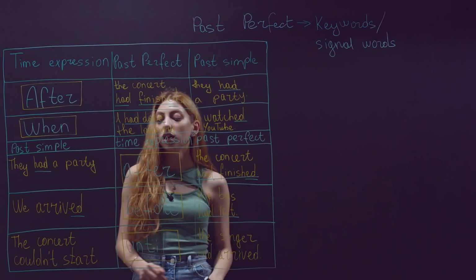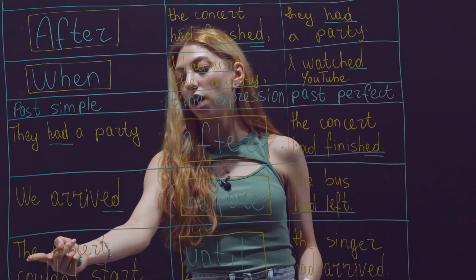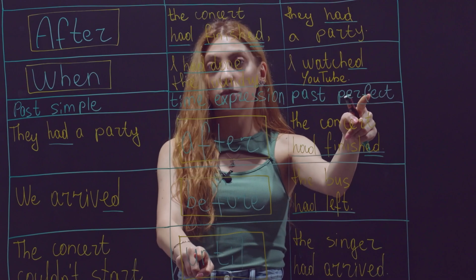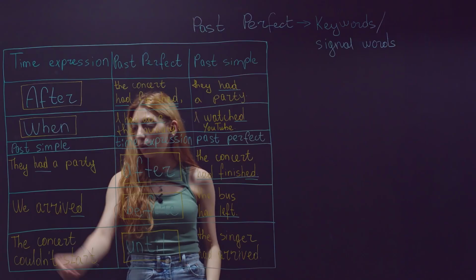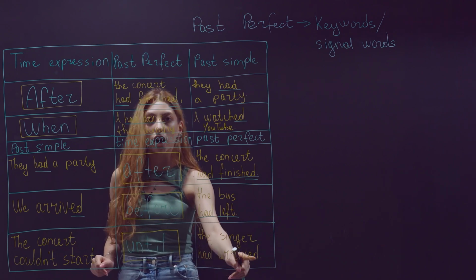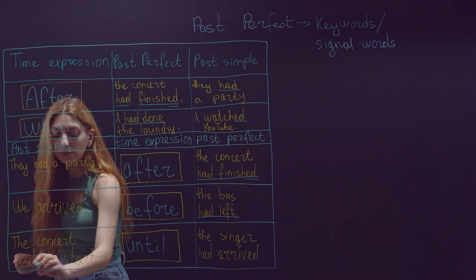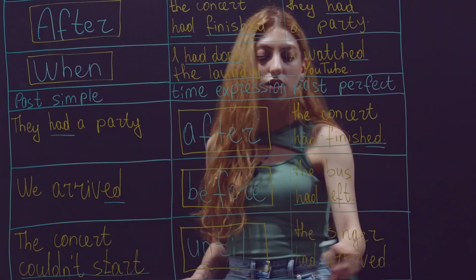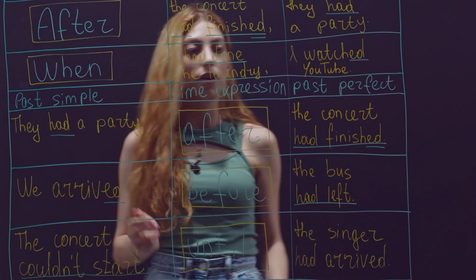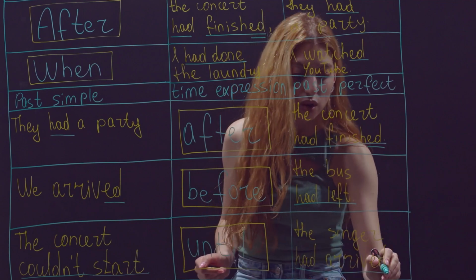The last example, where until is in the middle of the sentence. Before until, we are going to have past simple tense. After until, we are going to have past perfect tense. What we have here: The concert couldn't start until the singer had arrived. Let's analyze the structure. Couldn't start is past simple tense, and the singer had arrived is past perfect tense.